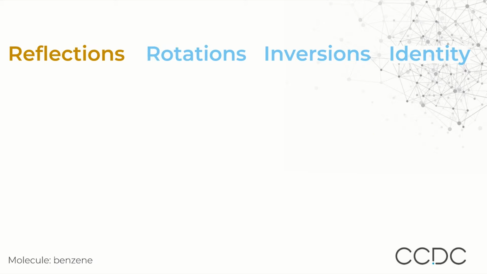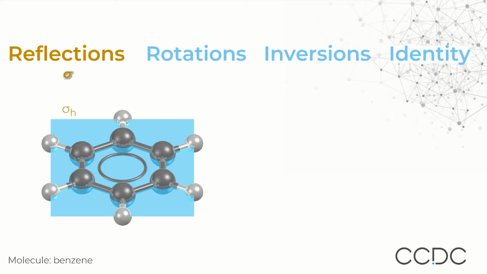The final operation we come to is the reflection, and the element associated with this is a mirror plane. Reflections are familiar from real life, but here's an example of how a mirror plane looks in benzene. Mirror planes are given the symbol sigma, a Greek letter. However, they can have a subscript to help tell us more about them.